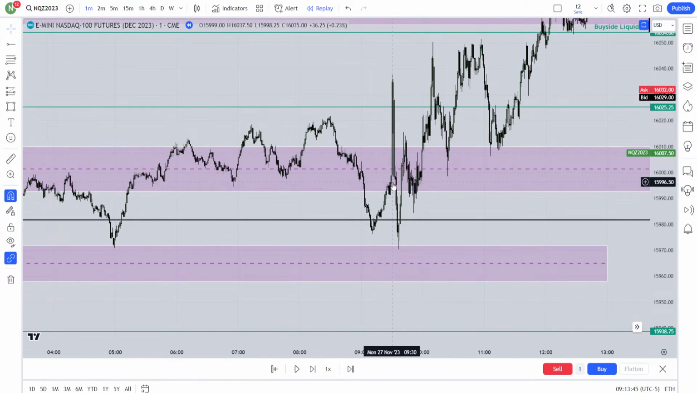Now after 9:30, it has taken the buy side liquidity. This buy side liquidity has done its job, so I don't need that buy side liquidity. I'm going to remove that one. That buy side liquidity was taken at 9:30. Okay, clear?